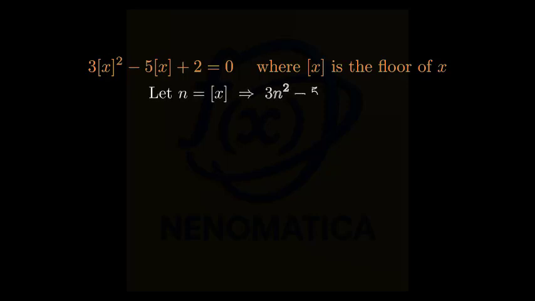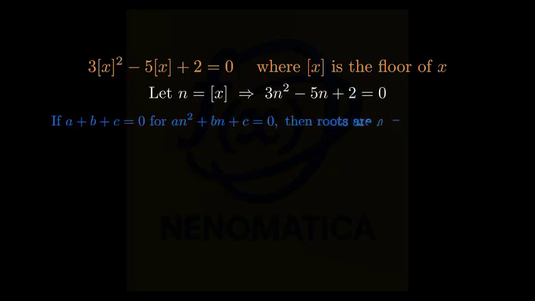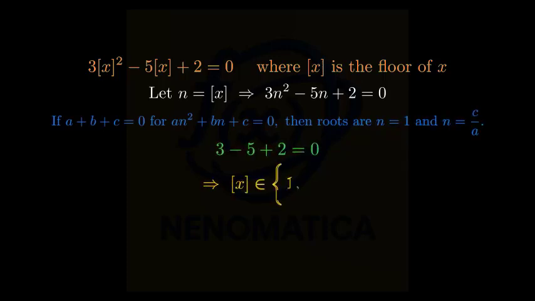Step 1. Replace bracket x by a single variable to reduce the equation to an ordinary quadratic. Let n equal bracket x. Then the equation becomes 3n squared minus 5n plus 2 equals 0. Now apply a quick check. For a quadratic an squared plus bn plus c equals 0, if a plus b plus c equals 0, the two roots are 1 and c over a.